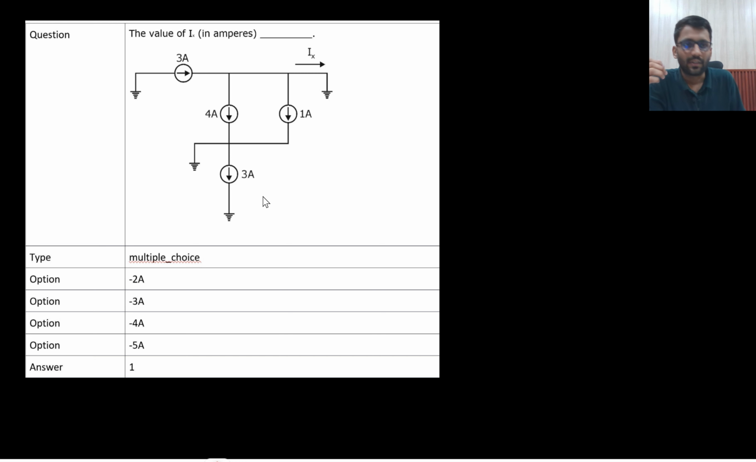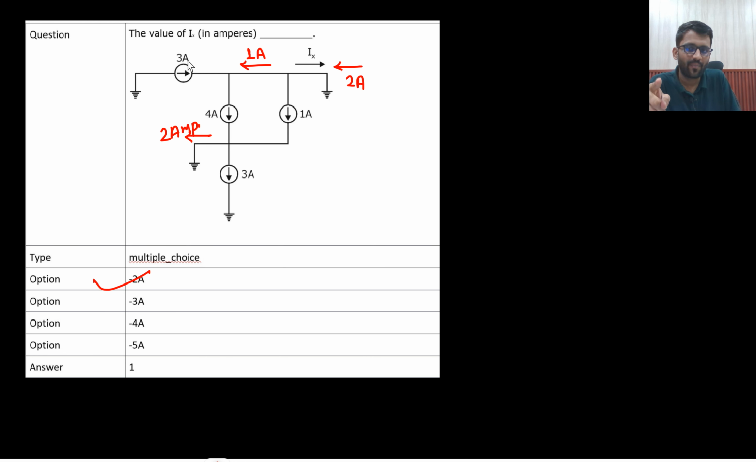Okay. Now this is a very easy problem. 3 ampere is here, 4 ampere is going here. That means 1 ampere would be coming from this side. This is 1 ampere, this is 1 ampere. That means 2 ampere would be coming from this side. So Ix is minus 2 ampere. That's it. Or what you can see, 3 ampere is coming out of the ground, 3 ampere is going into the ground. 4 here, 1 here. That means 2 would be going here.